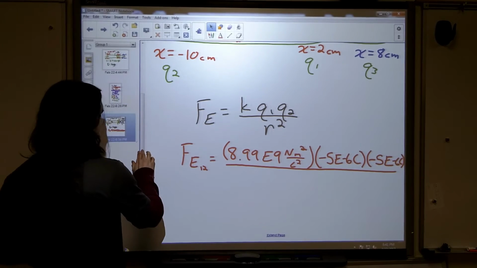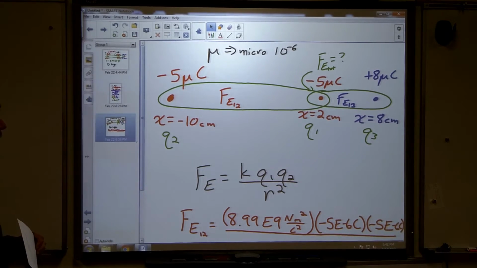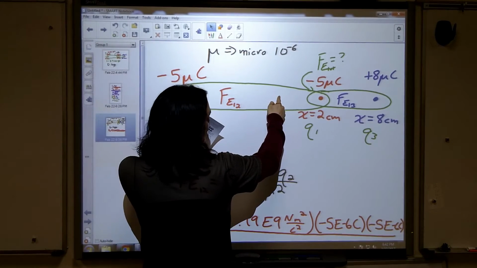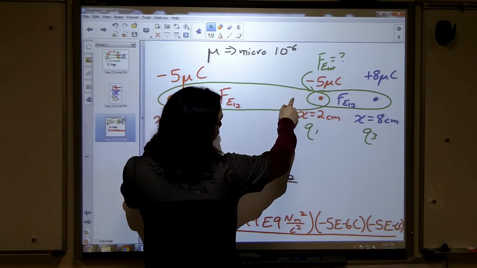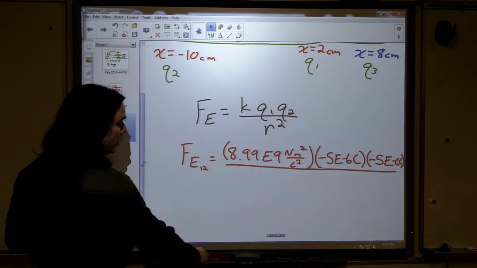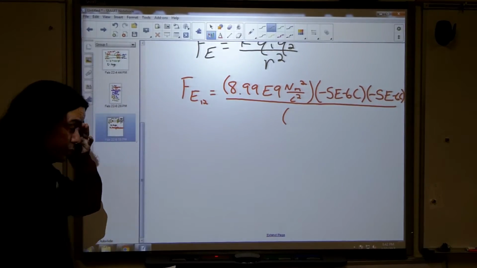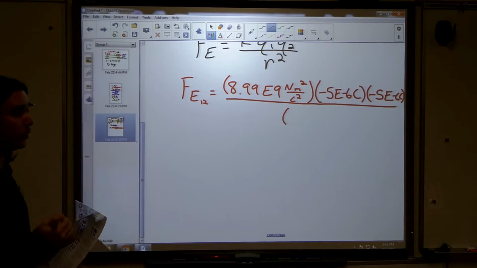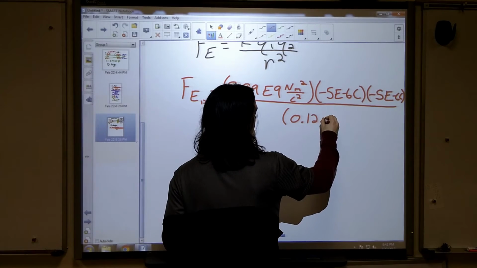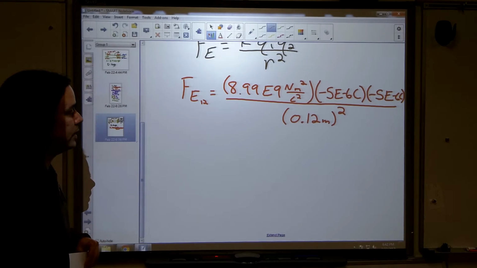I'm going to divide this by the distance between them squared. This is at negative 10, so we have to go 10 centimeters over to get to the origin, 0. Then we have to go over 2 more centimeters, which means the distance is 12 centimeters. But as we just talked about, centimeters are not the SI unit. We want to put SI in. So 12 centimeters is 0.12 meters. That's the distance between them, and I'm going to square that.